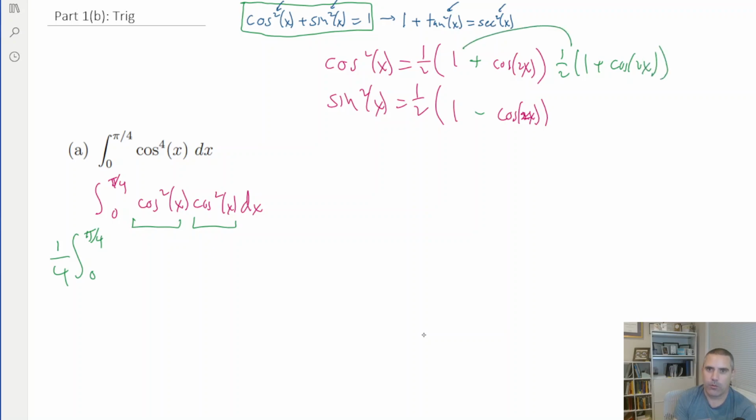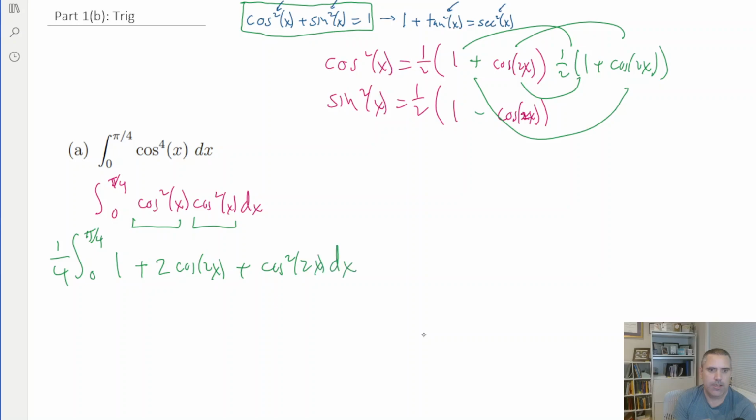And then I'm going to have to, unfortunately, monkey face this out. That looks like a monkey face. See, the nose, the mouth, eyebrows. Okay, here we go. So it's 1. We're going to get plus 2 cosine of 2x. Plus cosine squared of 2x dx. This one we can do now. This one we can do now.